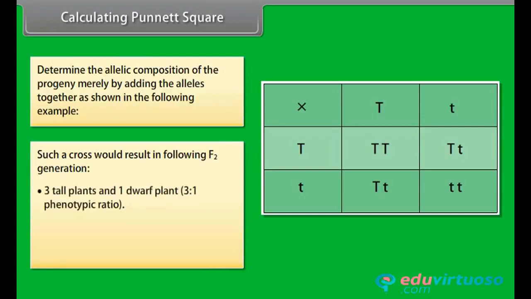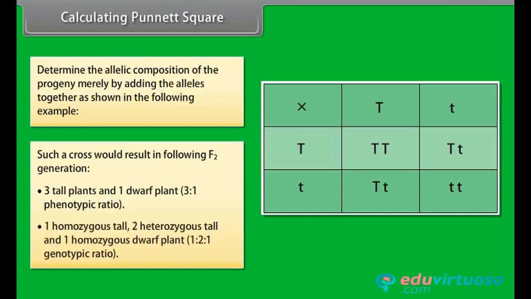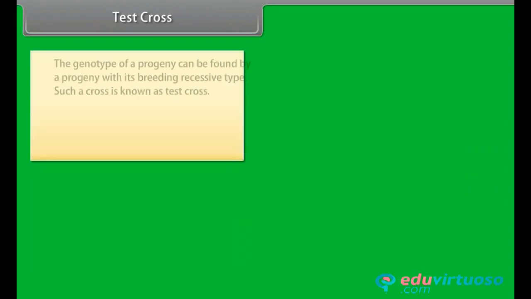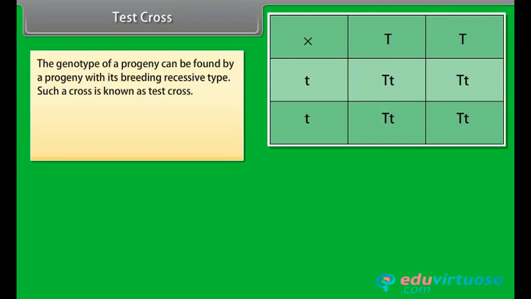3 tall plants and 1 dwarf plant, 3:1 phenotypic ratio. 1 homozygous tall, 2 heterozygous tall, and 1 homozygous dwarf plant, 1:2:1 genotypic ratio. Test cross. The genotype of a progeny can be found by crossing the progeny with its recessive parent. Such a cross is known as test cross.